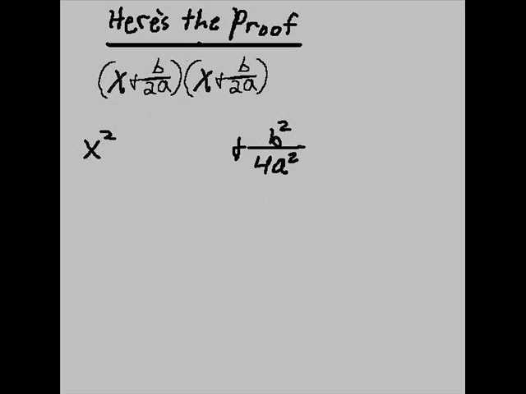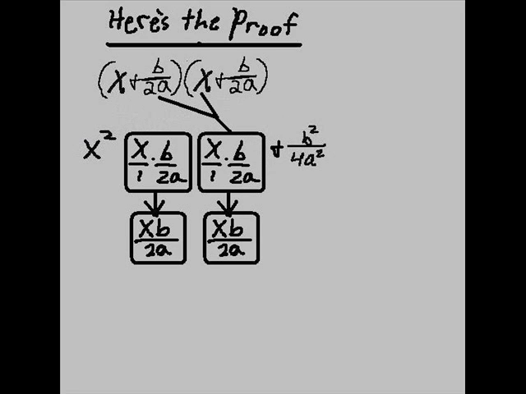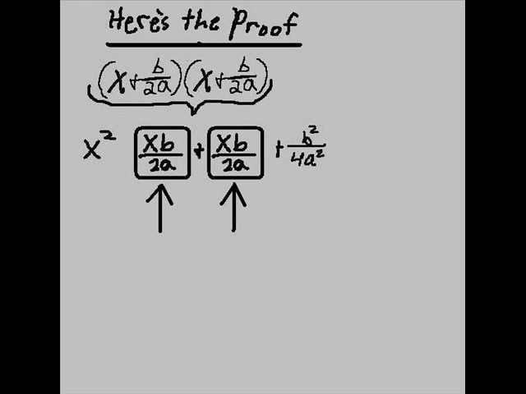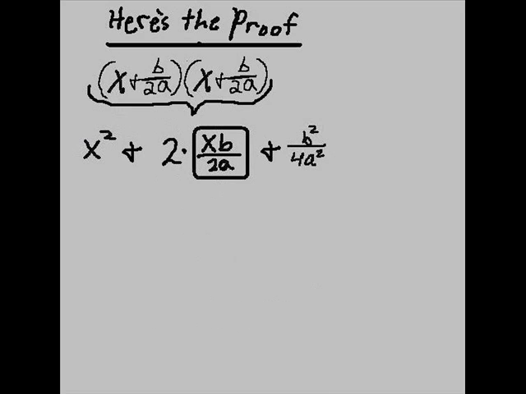Now, let's do the rest of the multiplication. The outers, x times b over 2a, gives me x times b over 1 times 2a, xb over 2a. Next, I got the same thing, x over 1 times b over 2a, and I get xb over 2a. I cross out that chunky stuff, and I scooch those good guys up there, and oh my goodness, I got 2 of these guys. So I can just write 2 times xb over 2a. Well, that makes a lot of sense.